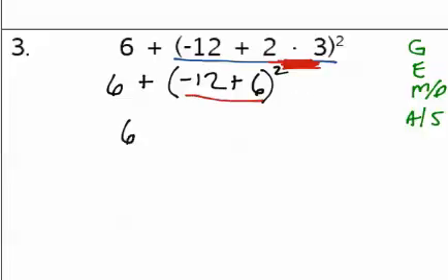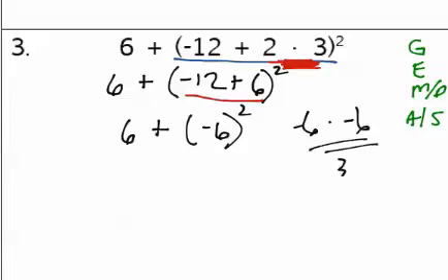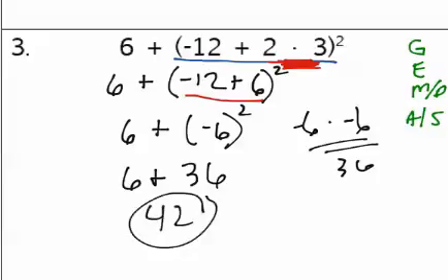So let's bring everything down. 6 plus, well, negative 12 plus 6 is negative 6, squared. All right. And what is negative 6 squared with parentheses? What is it asking you to do? It's asking you to do negative 6 times negative 6, and that would be 36. Okay, so you have 6 plus 36, and 6 plus 36 would be 42, and that is your final answer.